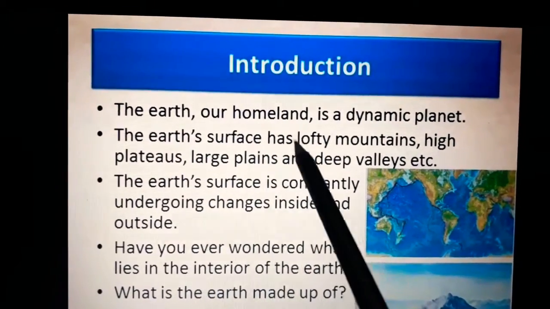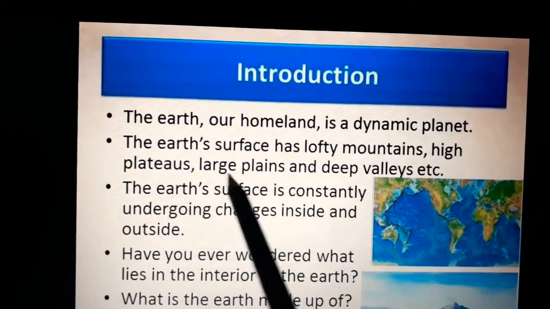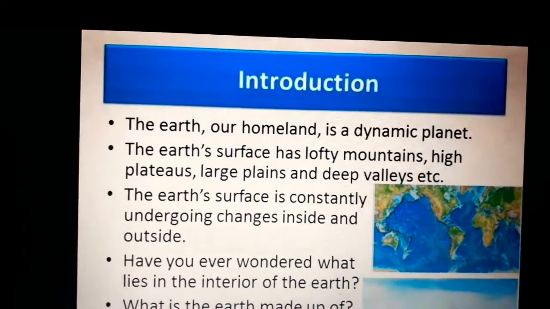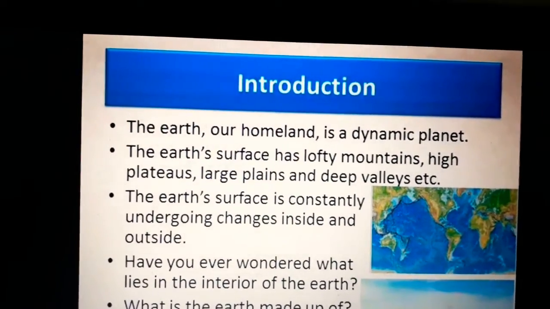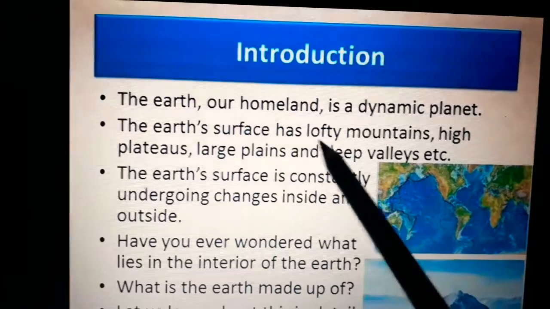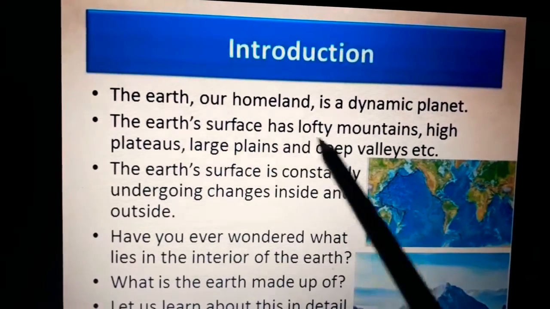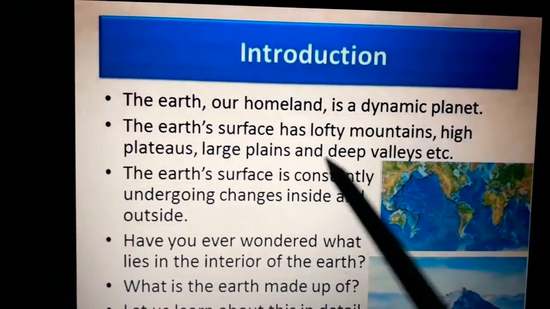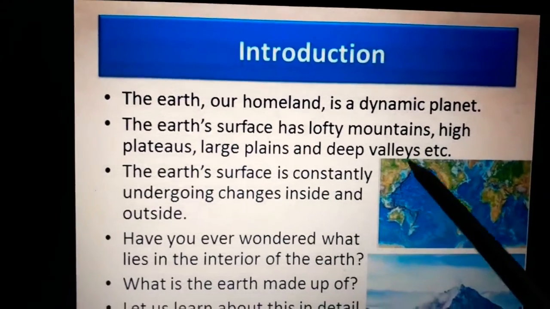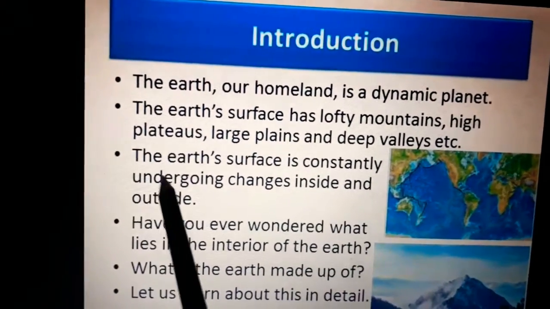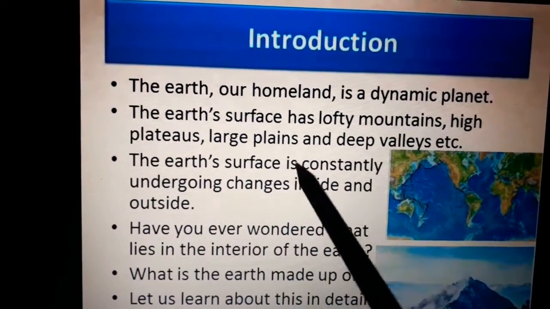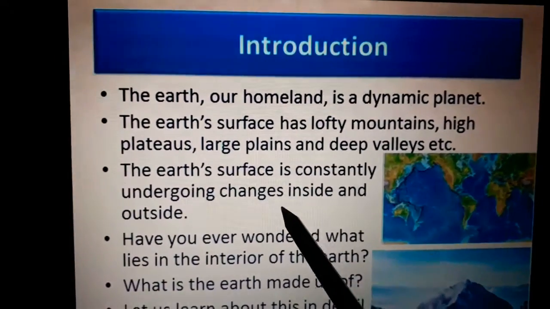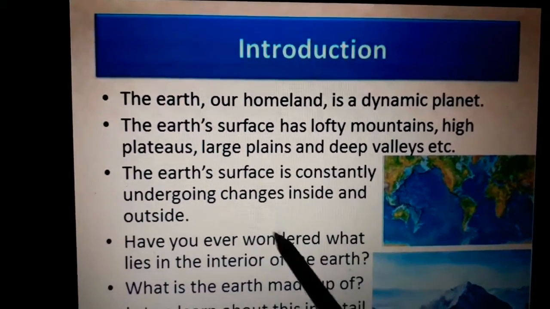The Earth's surface has lofty mountains, high plateaus, large plains and deep valleys, etc. Earth's surface, the topography, has different kinds of areas. It has lofty mountains. Lofty means high mountains, high plateaus and large plains and deep valleys, which might be a hill or mountain, etc. The Earth's surface is constantly undergoing changes inside and outside. So not only outside changes, it also has inside changes.